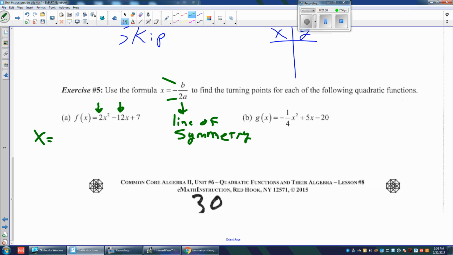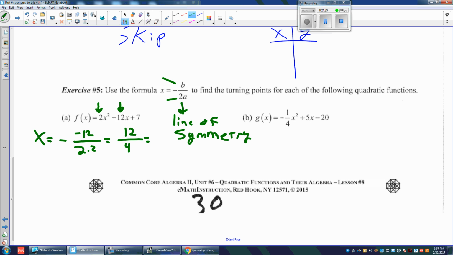So x equals -B, which is -12, all over 2A. That's 2 times 2. What I like to do is flip the negative sign up onto the numerator. So it's -(-12), which is 12, and 2 times 2 is 4. Okay, so there we go. There is the x coordinate of this equation.